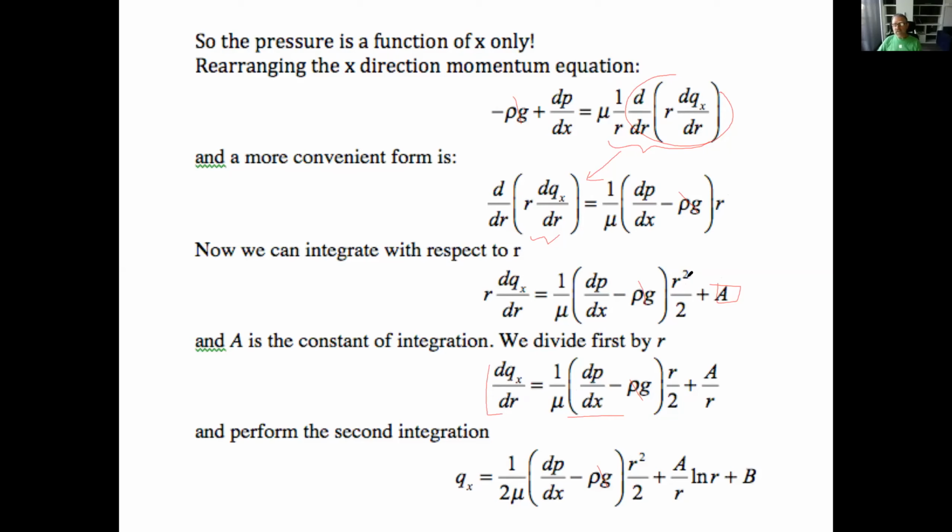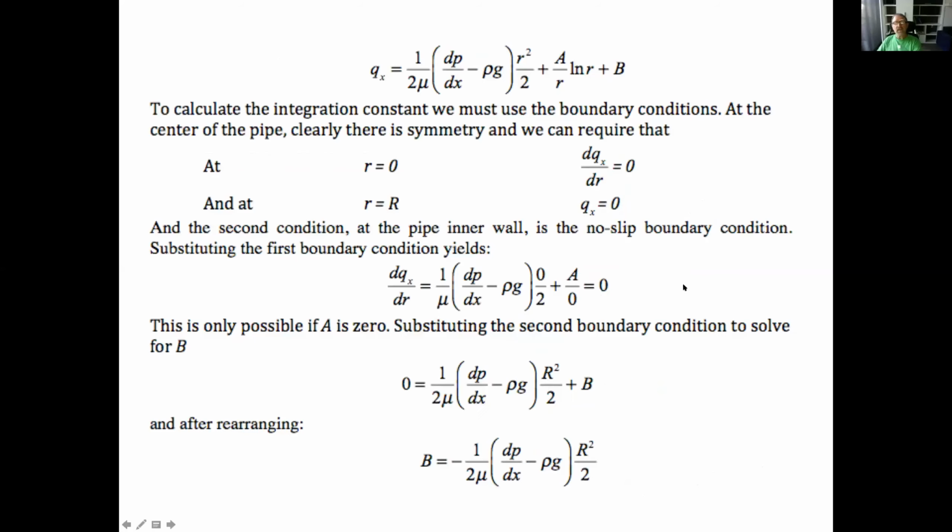Then we lost one r because we divided by r. Another integration, and then we get qx, and the 2 comes here, 2 mu, this becomes r squared over another 2. Then A over r integrates to a logarithm, and then B as a constant. So we end up with constants. Then we need the boundary conditions to figure out A and B.